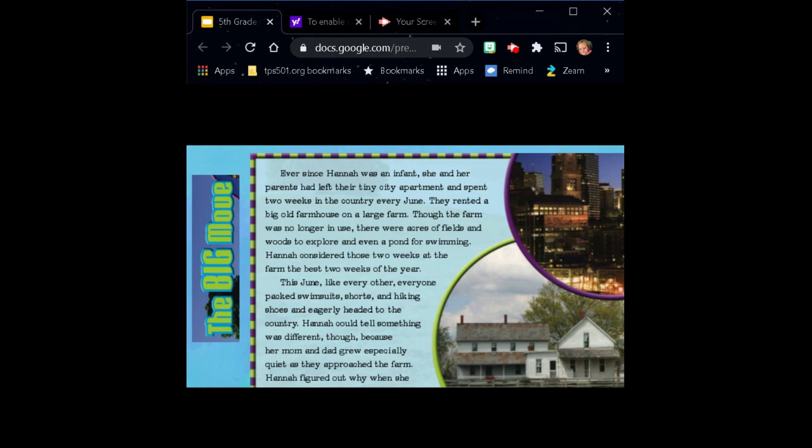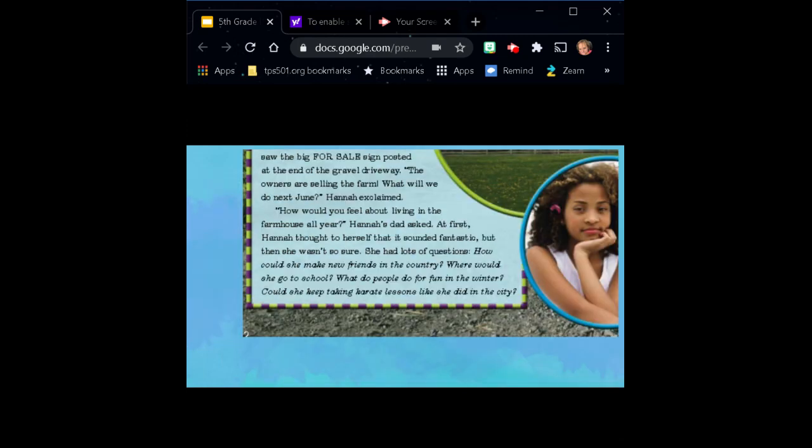Hannah could tell something was different, though, because her mom and dad grew especially quiet as they approached the farm. Hannah figured out why when she saw the big for sale sign posted at the end of the gravel driveway. "The owners are selling the farm? What will we do next June?" Hannah exclaimed. "How would you feel about living in the farmhouse all year?" Hannah's dad asked. At first, Hannah thought to herself that it sounded fantastic, but then she wasn't so sure. She had lots of questions.